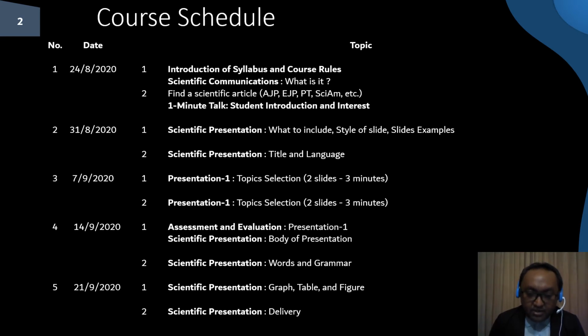And then in the following session, we're going to talk about the words and grammar that are proper in a scientific presentation. In week 5, we're going to continue the scientific presentation discussion. Mainly, we're going to look at how we draw a proper graph and table, and also how to place a proper figure in a presentation. And then in the following session, we're going to talk about the delivery of the presentation itself.